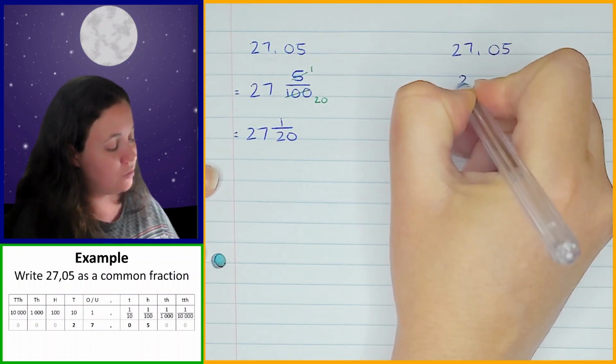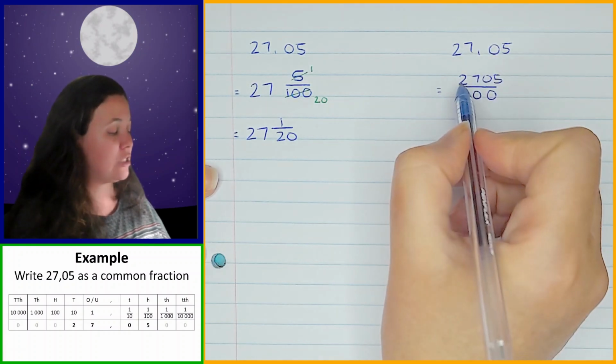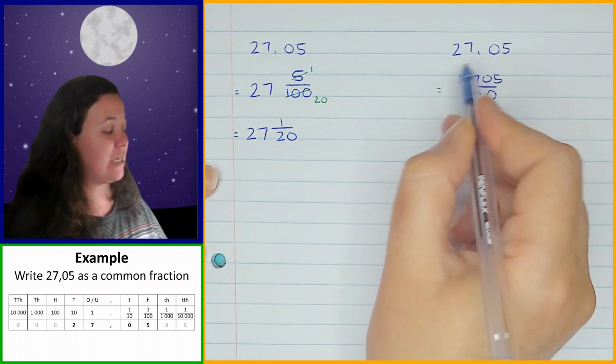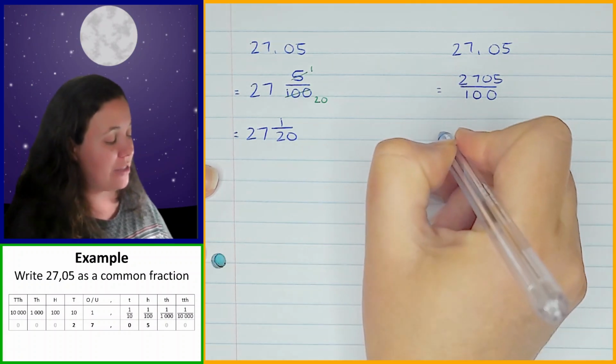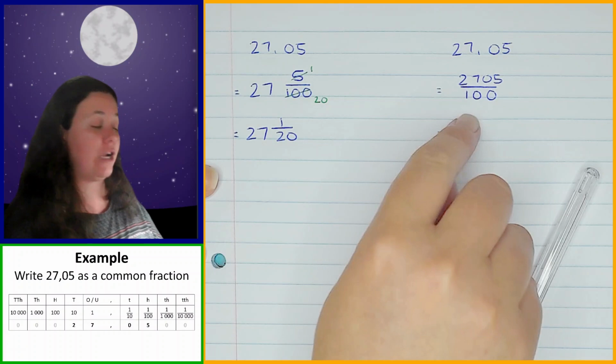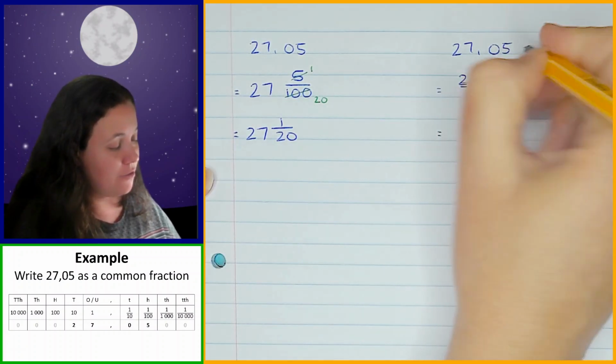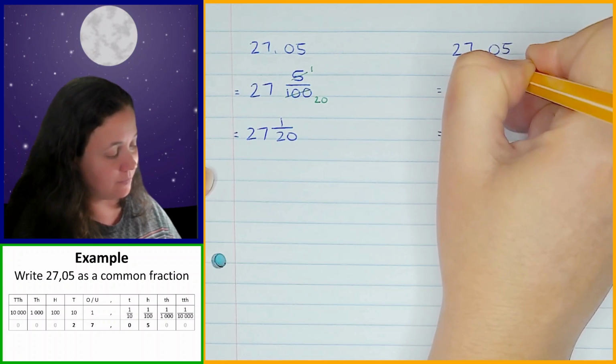So I've got 2705 without the comma. So that's 2705. Once I've done that, I can then go and simplify that in the same way that I did over here, but now it's for the whole fraction. Okay, so 5 goes into 2705 541 times.